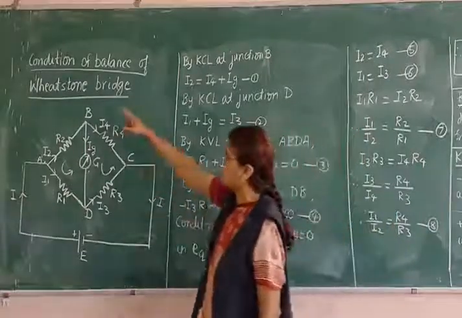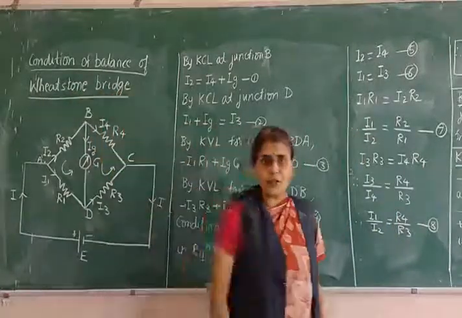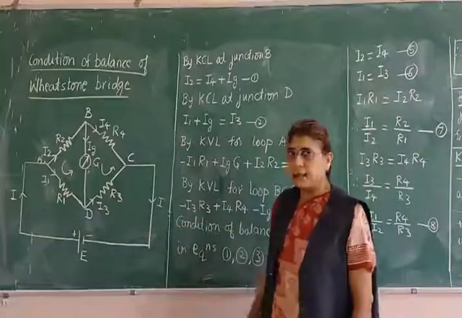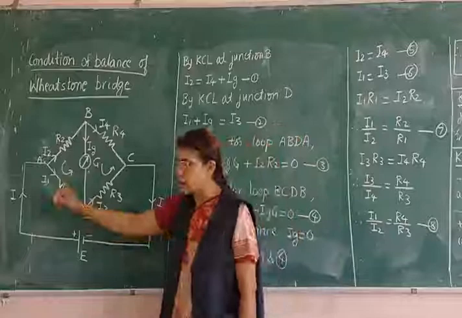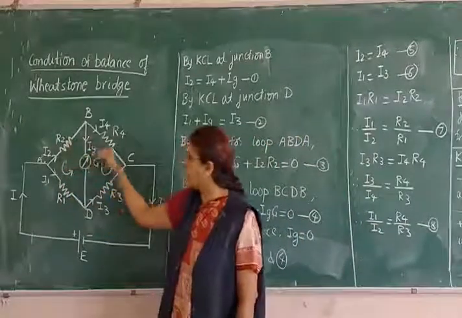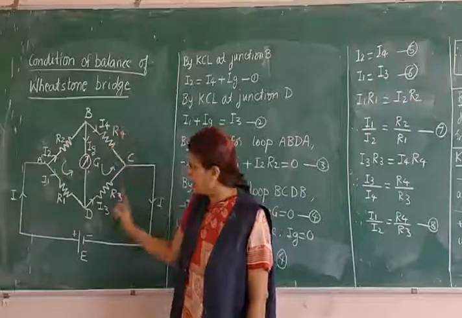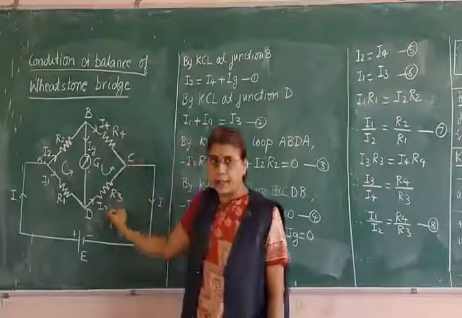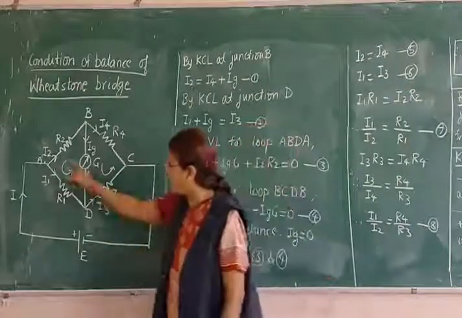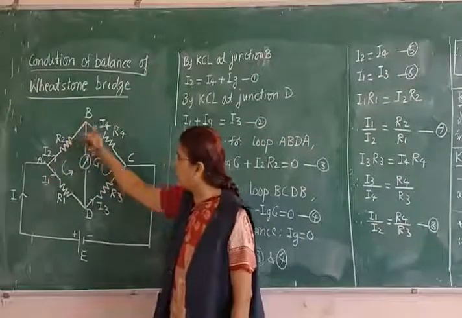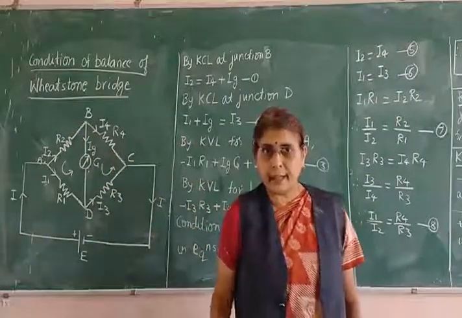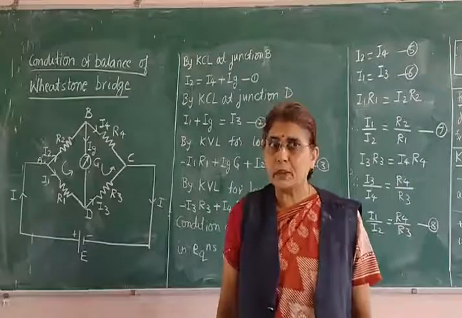This Wheatstone bridge consists of 4 resistors connected in cyclic order. You can see the resistors now. I have 4 resistors here. Let us go in cyclic order: R1, R2, slight change here, R4 and R3. These are connected in cyclic order. They are connected in the form of a quadrilateral. That quadrilateral is A, B, C, D. So 4 resistors in the form of a quadrilateral. This arrangement is called a Wheatstone bridge.